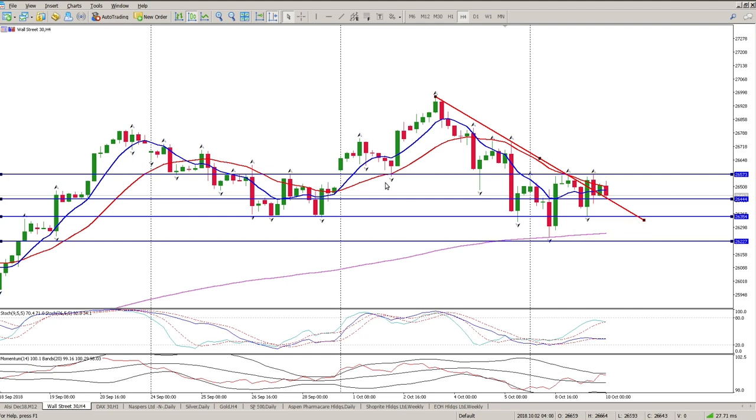Hope it helps, and still looking for longs, and I do think this is a consolidation pattern that is forming.